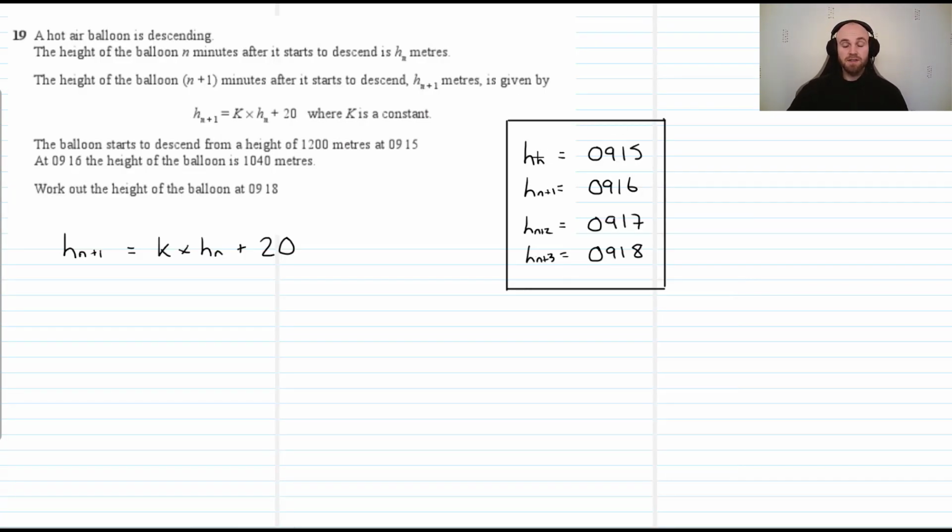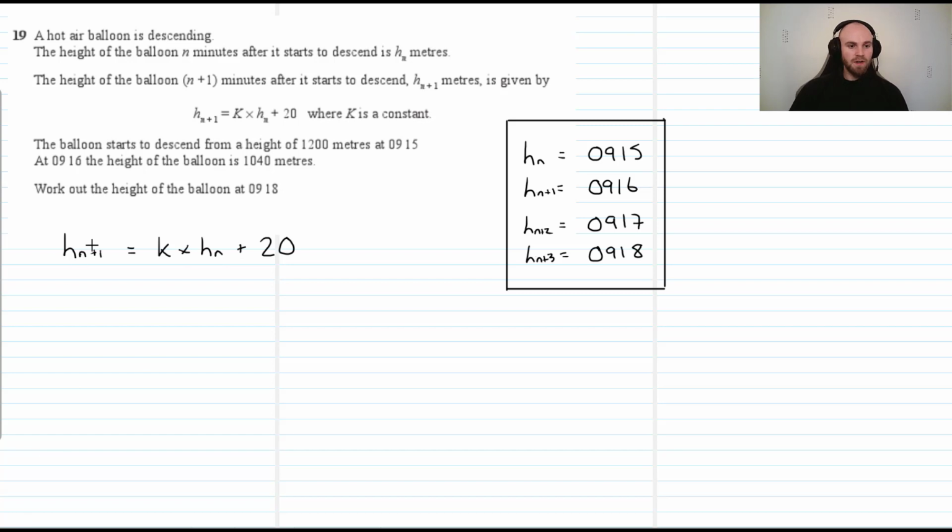So when it starts to descend at hn, this is going to be 9:15. After another minute, it's going to be 9:16. After 2 minutes, 9:17. After 3 minutes, 9:18. So we've got this formula. We're looking for hn plus 1, which is going to equal 9:16. And we're going to find this out by using 9:15 and multiplying it by this constant and adding 20.